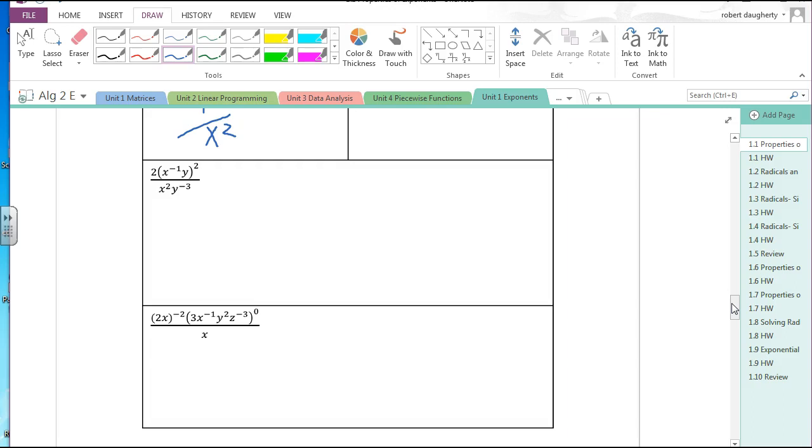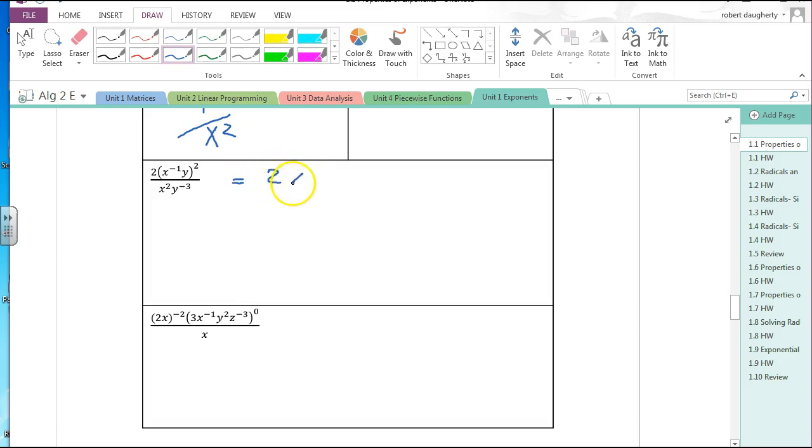What's happening to the 2 out front? Is it being squared? No. What's being squared? X to the negative 1 and the y. So the 2 is just along for the ride, so don't confuse that. A couple of things I can do here. I can't just move this x to the bottom because it's not x to the negative 1, it's x to the negative 1 squared. So why don't I just distribute this first?